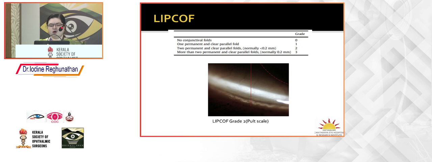Next is lid-parallel conjunctival folds, LIPCOF. This is the area to look for them: the dashed line is the limbus, and a vertical line is dropped from the limbus. That is the area to look for the parallel conjunctival folds, and it is graded from 0 to 3 depending on the number of folds seen.